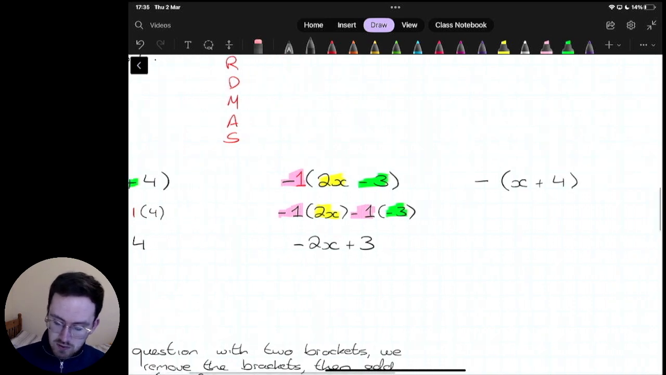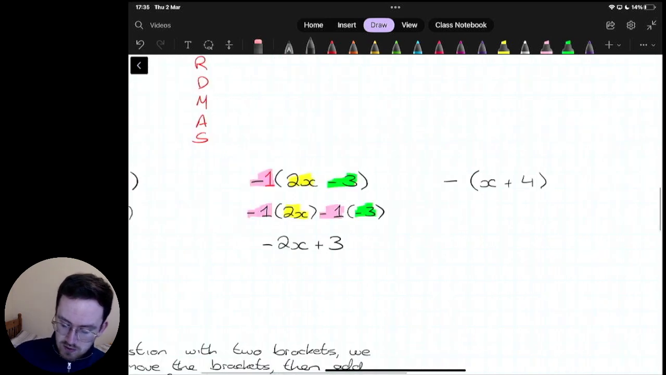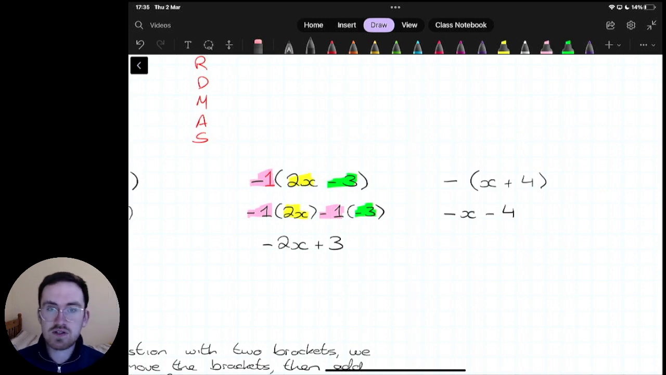So for the last one, we might want to skip forward. It's actually the same as the first one. So we should know that it changes the sign of both of the terms. So my answer is minus x minus 4.